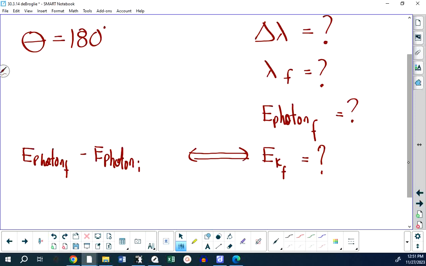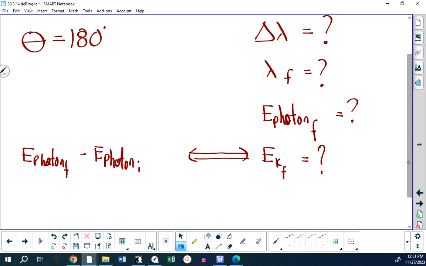So do I have enough information to find the energy of the photon before? Yes. Do I have enough information to find the energy of the photon after? No, because I don't know its wavelength after. But then I can find the change in wavelength and add it to the initial to find the final wavelength, to find the final energy, so that I could subtract them to find the energy of the electron.